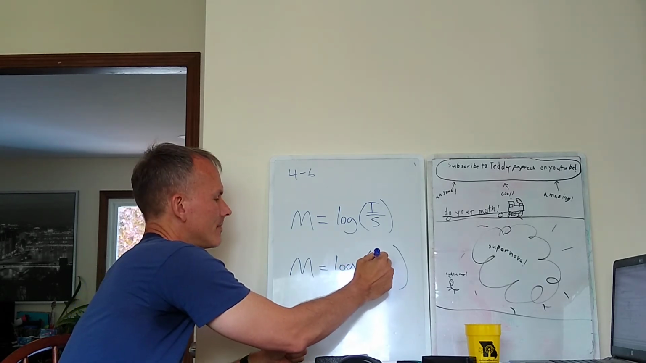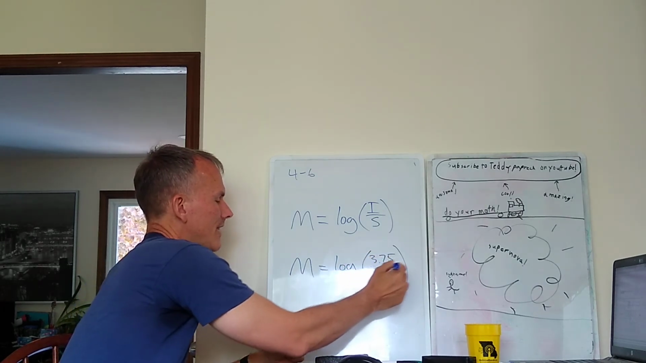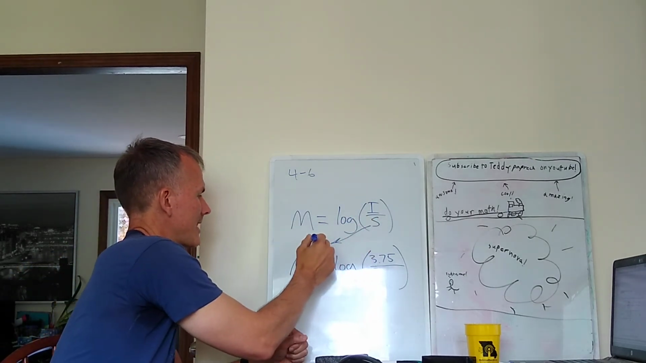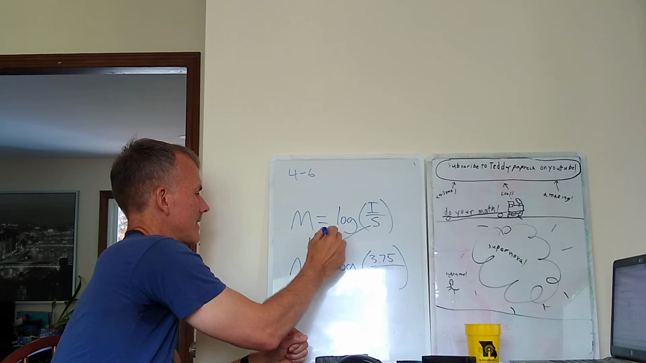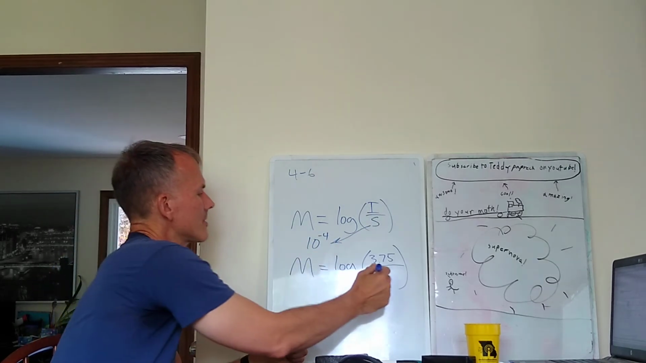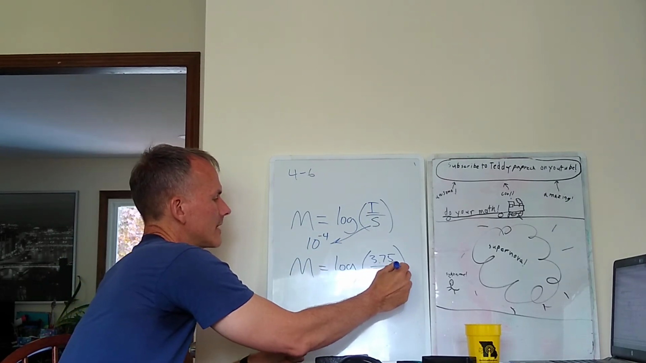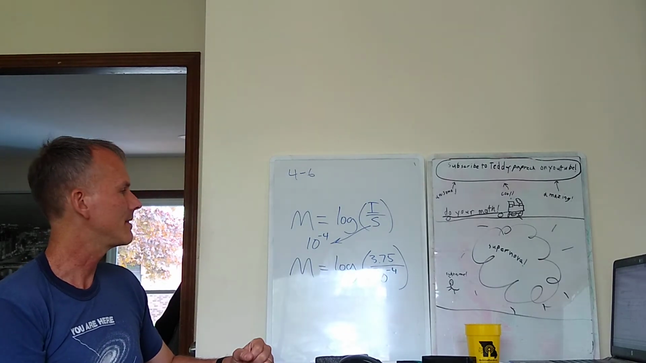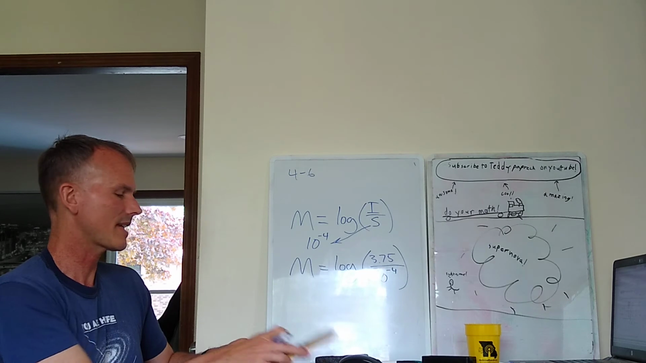3.75, and I divide that by the intensity of a standard earthquake. Okay, S, I said it, but I didn't write it down. It's always 10 to the negative fourth centimeters. So I'll write 10 to the negative fourth. Okay, and then I'll calculate that. I'll just type that in.